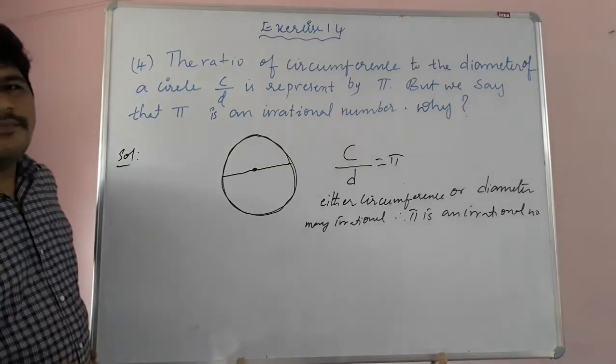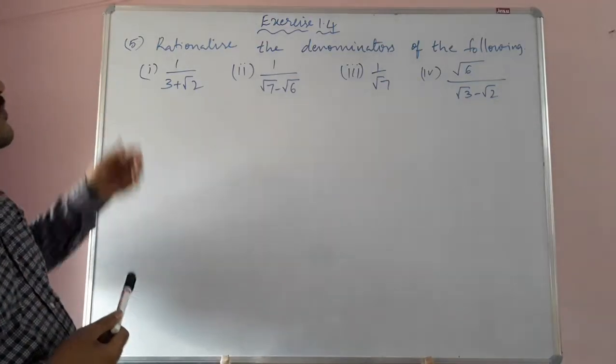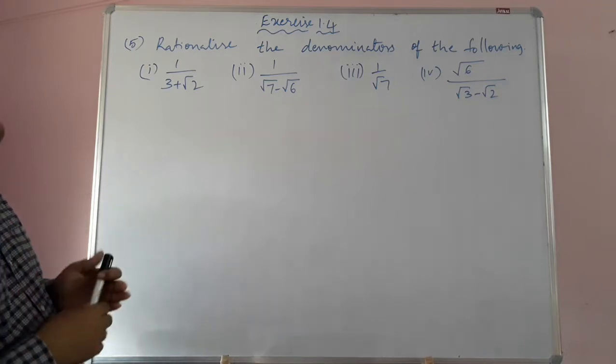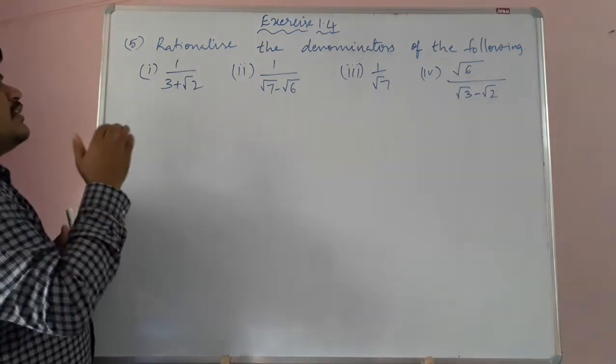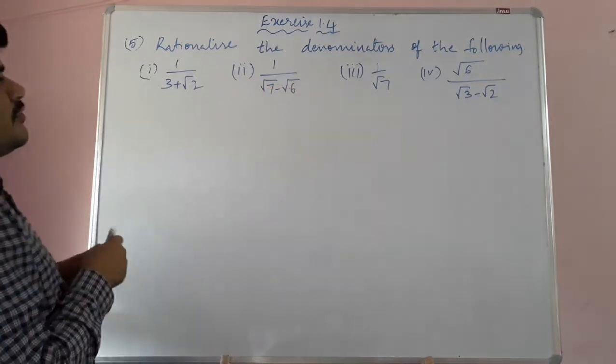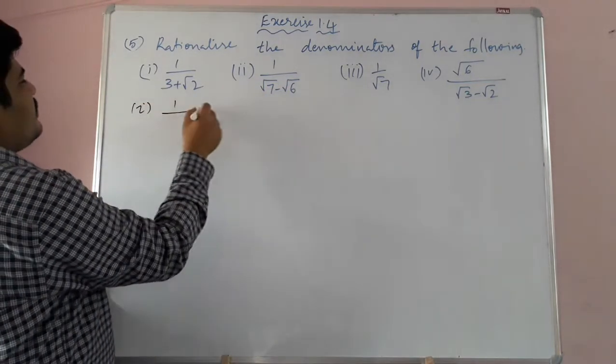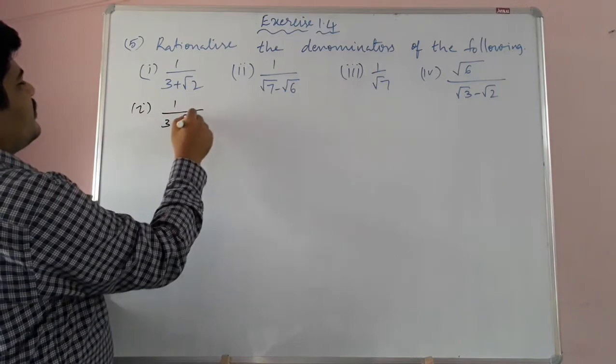Okay. Let's see problem number 5. Rationalize the denominators of the following. So we have to rationalize the denominators. Let's see problem number 1 in question number 5: 1 by 3 plus root 2.